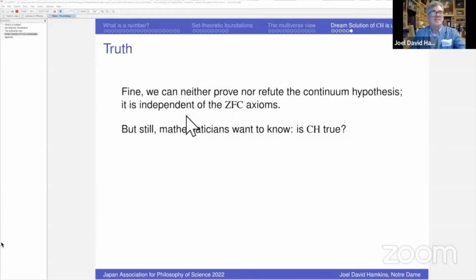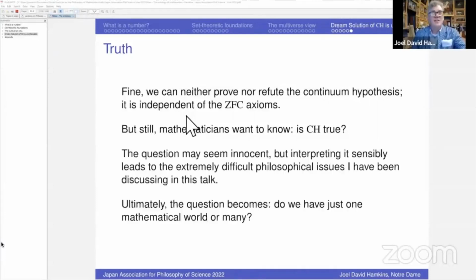Okay, but this is, of course, the heart of the issue. So the question seems innocent at first, but interpreting it sensibly leads to those extremely difficult philosophical issues that I have been discussing in this talk. What does it mean to be true? In which universe is it true? Is there only one universe, or are there many? So ultimately, the question becomes, do we have just one mathematical world or many?